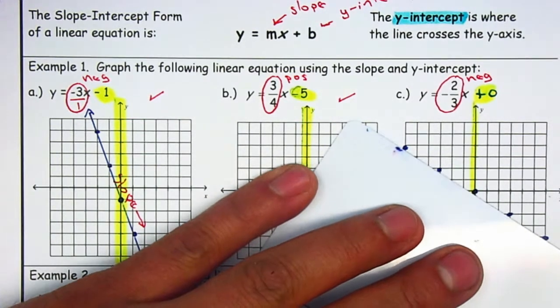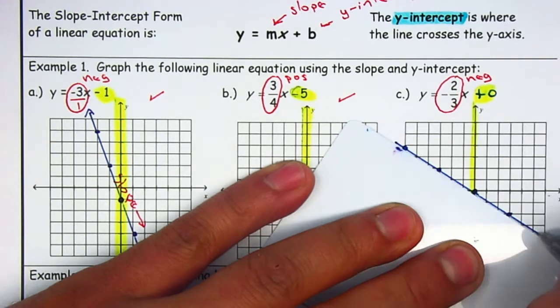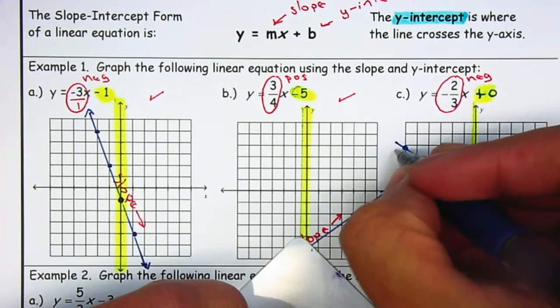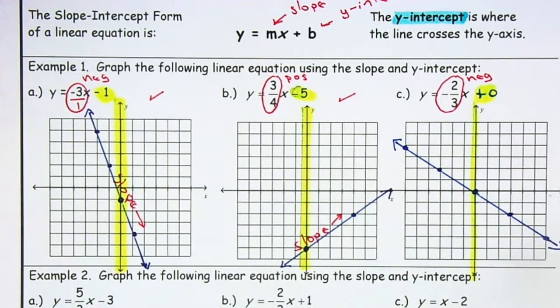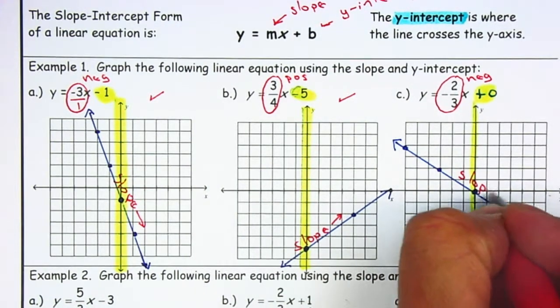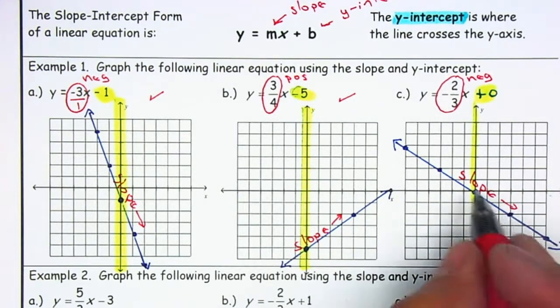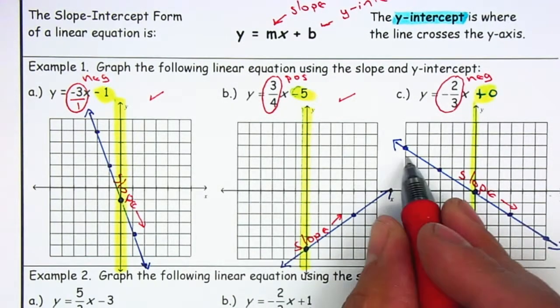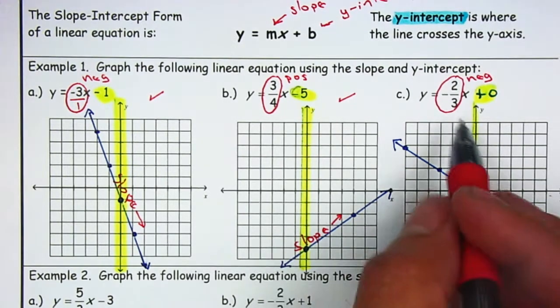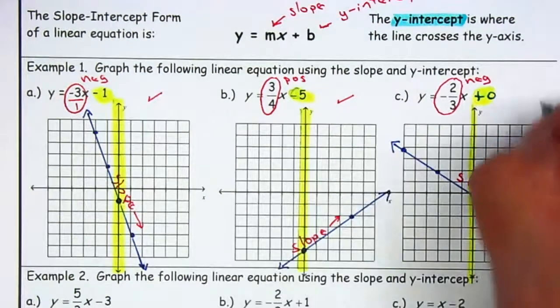So I'm going to make my line. And I'm going to write the word slope. The word's going down. The slope of the line is negative, and the slope of the equation is negative, so that matches.